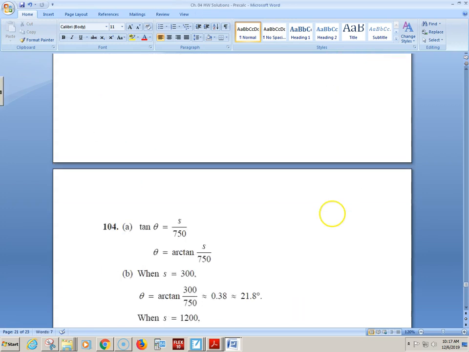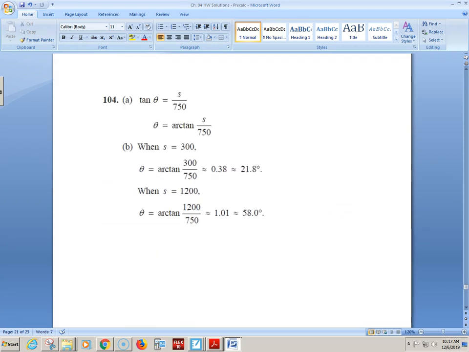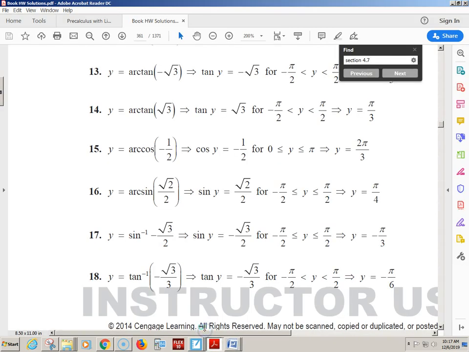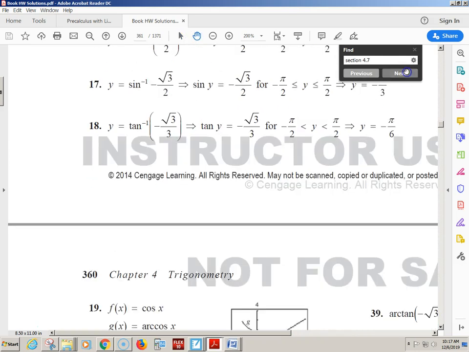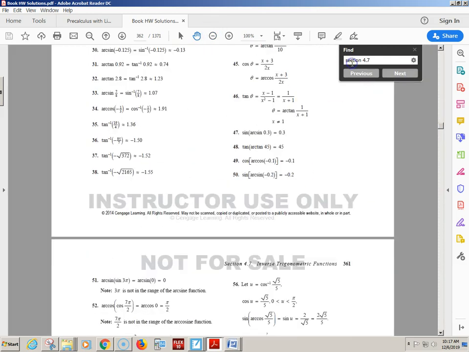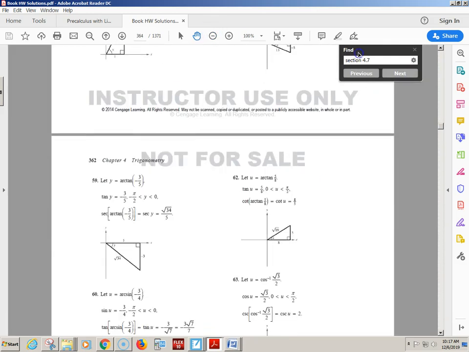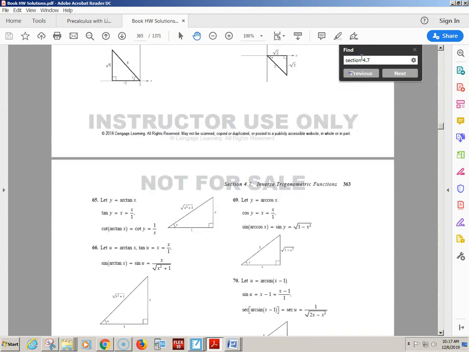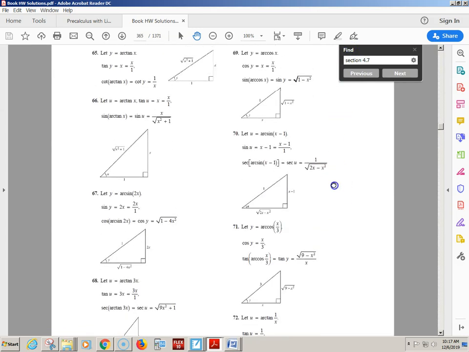I feel like we skipped some evens. Did we skip some evens? I have 104 being the next one. 60 what? Okay, 66. After 66, what do we got? Okay.